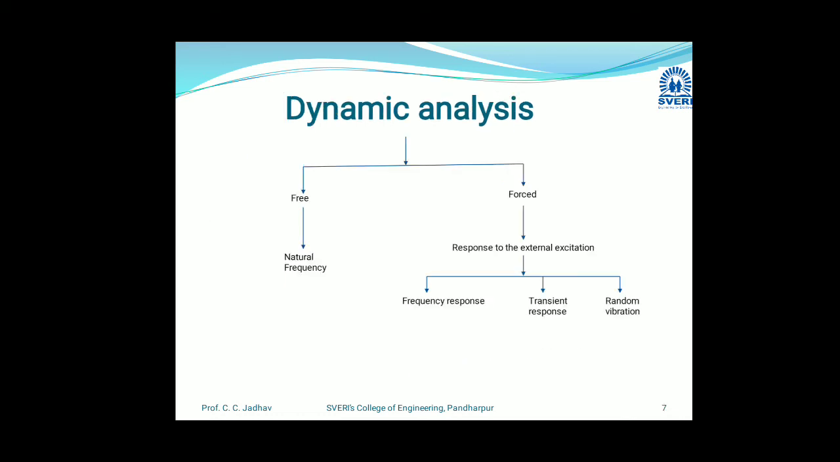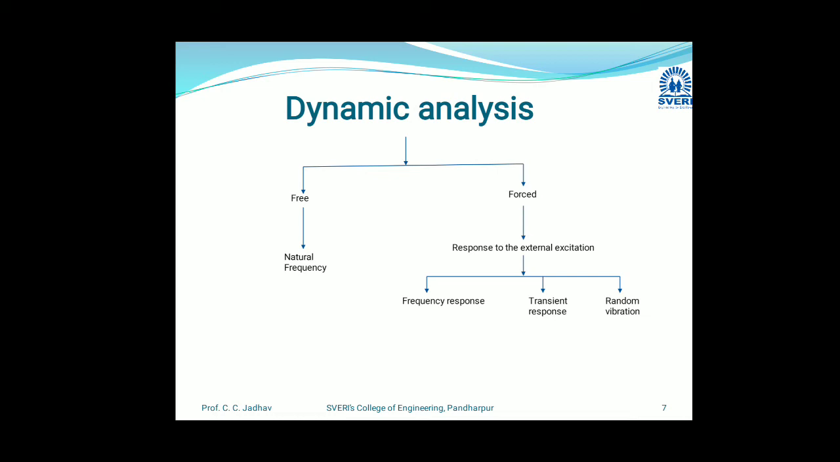Third type, that is a dynamic analysis. In that dynamic analysis, there are two main types, that is free and forced. In that free, natural frequency is the frequency with which any object will vibrate if disturbed and allowed to vibrate on its own, without external force. That is called the natural frequency, that is omega n is equal to square root of k by m. So this is the natural frequency in that free.